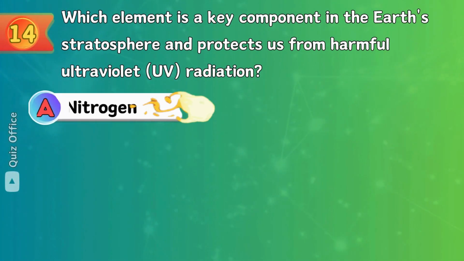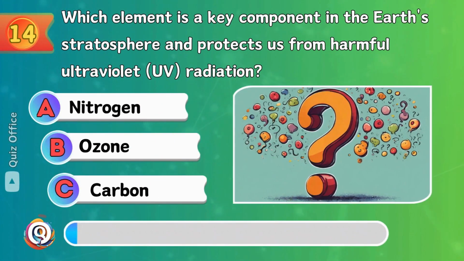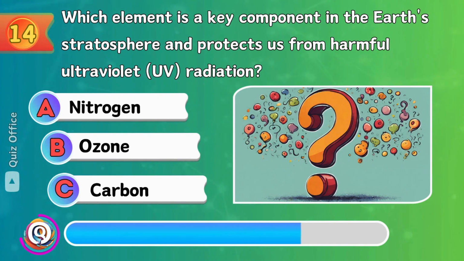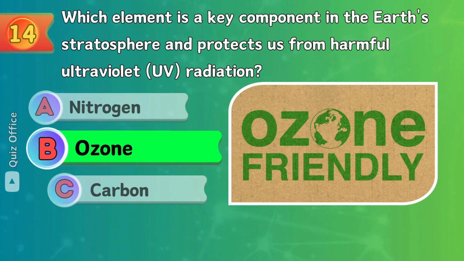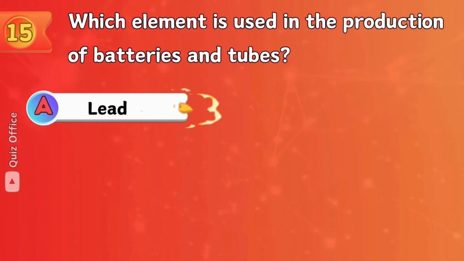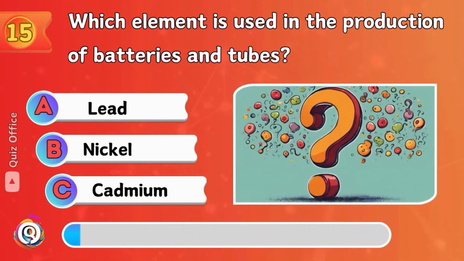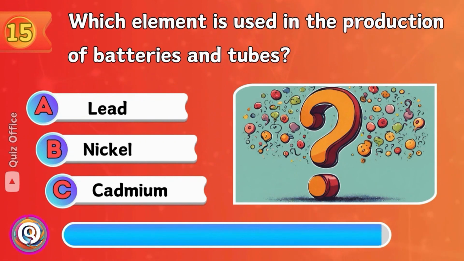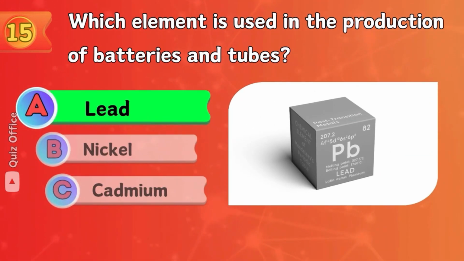Which element is a key component in the Earth's stratosphere and protects us from harmful ultraviolet UV radiation? Yes, it is ozone. Which element is used in the production of batteries and tubes? Lead.